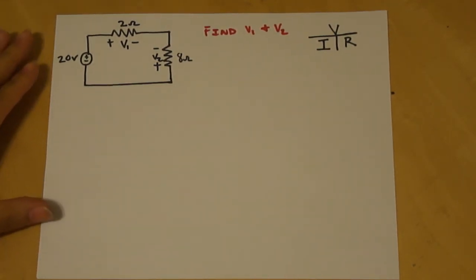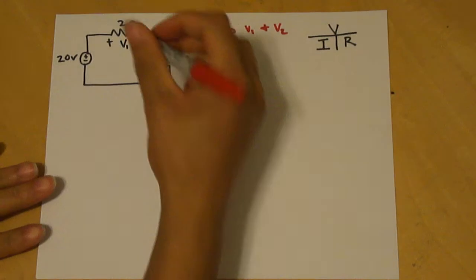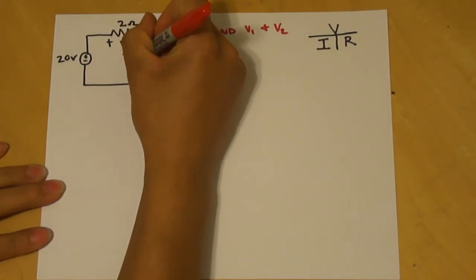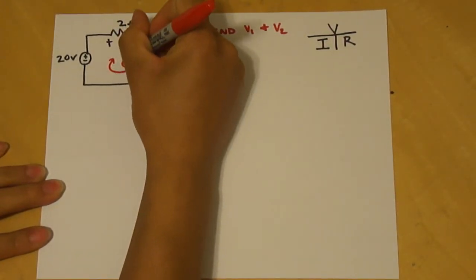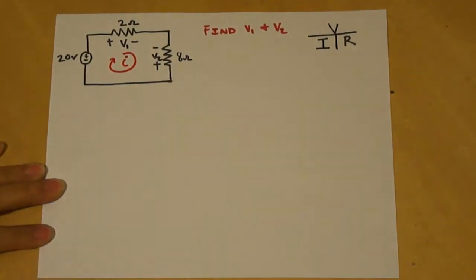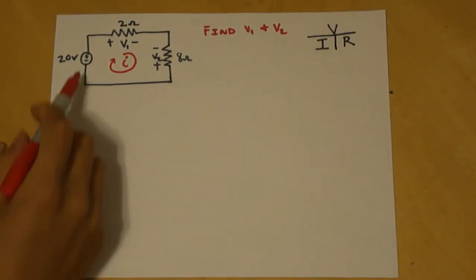So the first thing I'm going to do is draw my current in here. And this is the direction of the current, which I'm assuming based on the source.